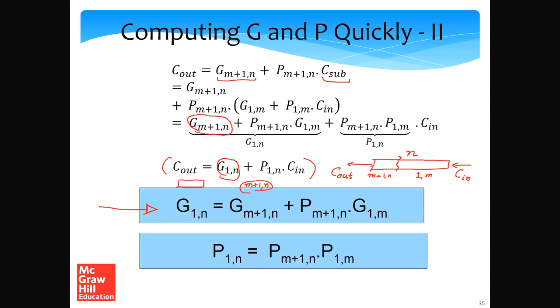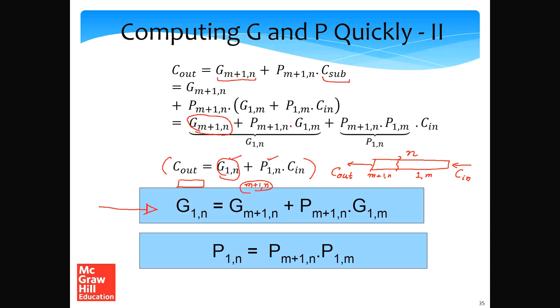When will the carry output be 1? The carry output will be 1 if the entire block of n bits either generates a carry, which means irrespective of the carry input, the carry output will be 1, right? Or the entire block from 1 to n propagates the input carry, and the input carry, if it's 1, carry out will be 1.